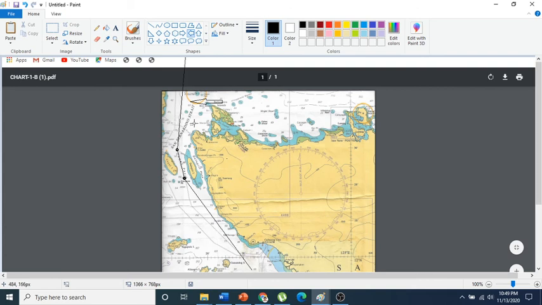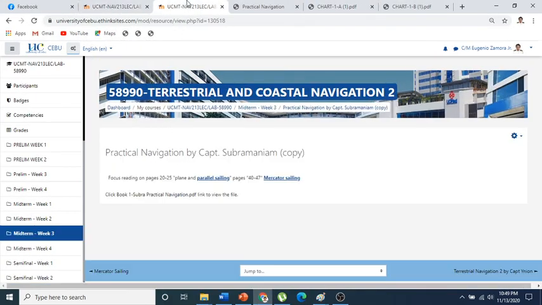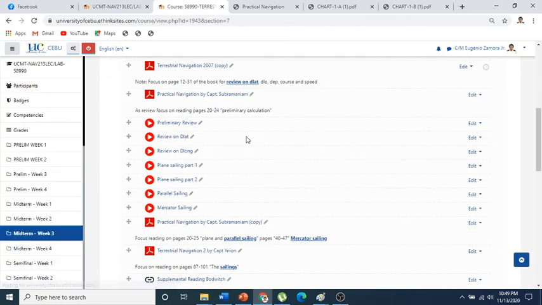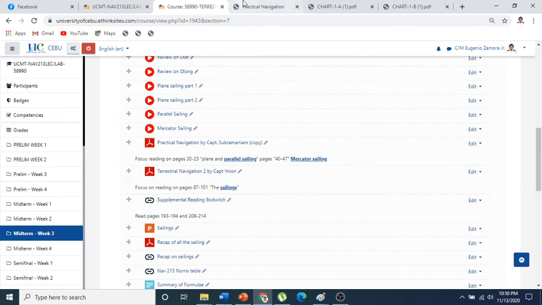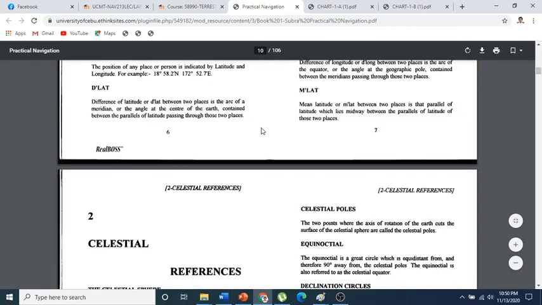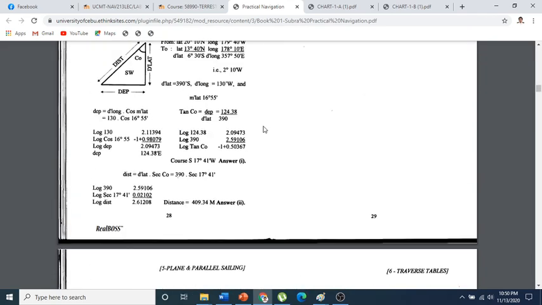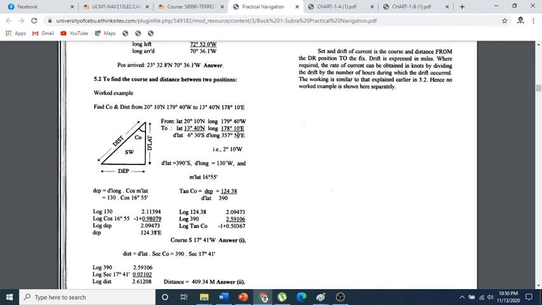So again, as a refresher, you can solve this course by use of the sailings as discussed earlier, as discussed in midterm, specifically midterm week 3. If you forgot, you can refresh here in this book. You can see that the problem is almost synonymous. You already have two positions, you just need to solve for the course.